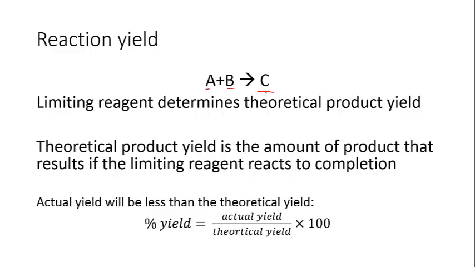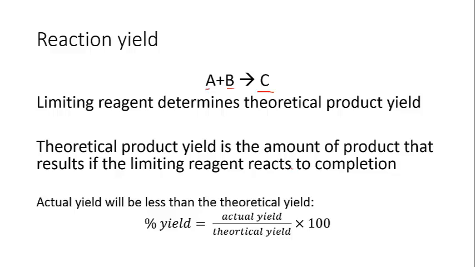Now, the actual yield in a chemical reaction will always be less than the theoretical yield. And this is simply because no chemical reaction will go all the way to completion. Therefore, we define the actual yield as the amount of product that is actually obtained by the chemical reaction.